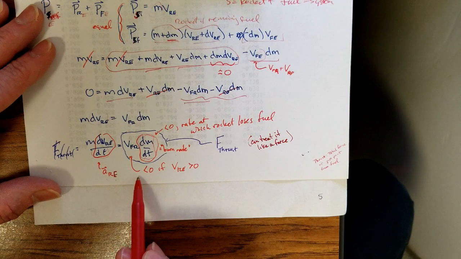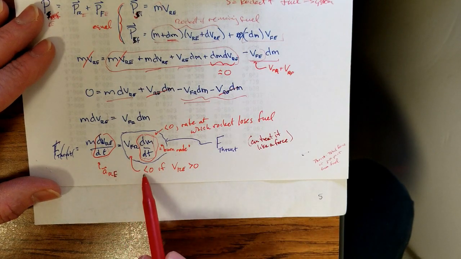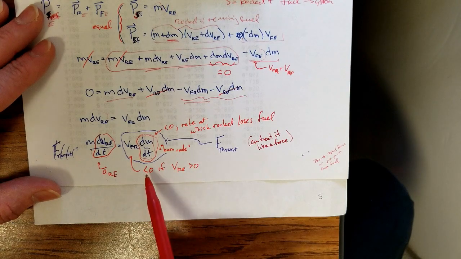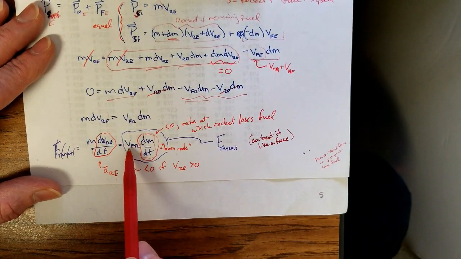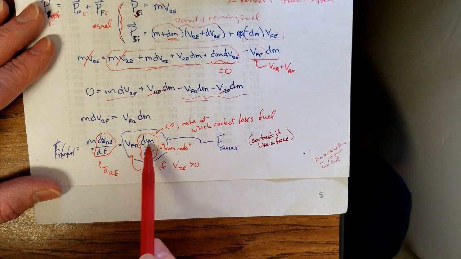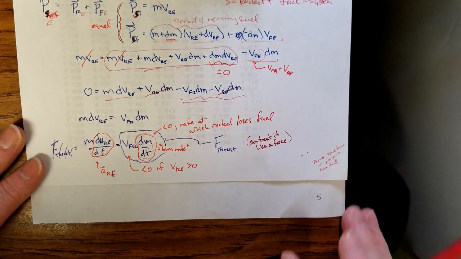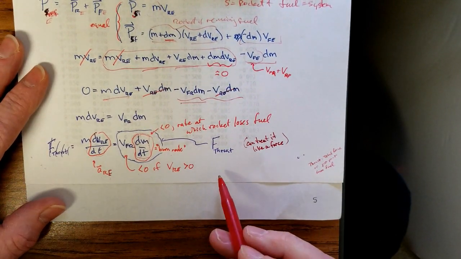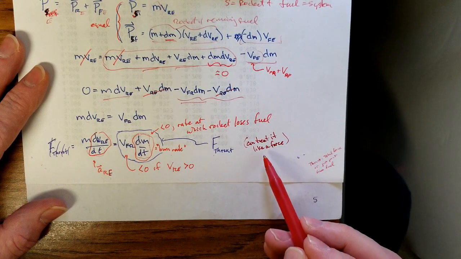VFR is negative, as outlined before. If the rocket is going in the positive direction, the fuel is going in the negative direction with respect to the rocket. And so we end up with this velocity of the fuel with respect to the rocket times dm/dt, or change in mass over change in time. So this is known as the thrust. We can treat it like a force, at least.